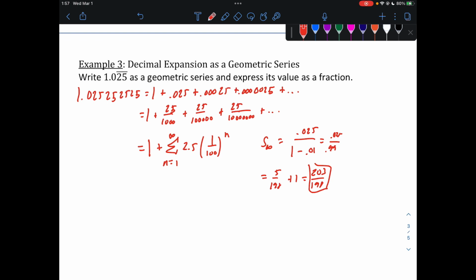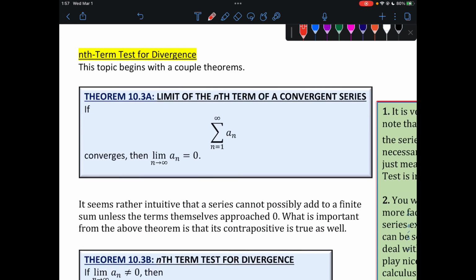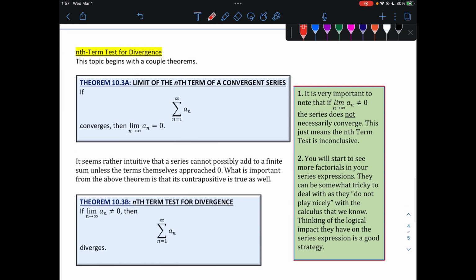All right, so that's it for topic 10.2. Now we're going to start looking at our tests for convergence or divergence. The first test we're going to look at is called the nth term test for divergence. First of all, if the series converges, then the limit of the nth term must be 0. Before we go down here, let's go to the side over here. Very important note: just because this is true does not mean the other way around is also true. If this is true, we don't know if the series converges or not.